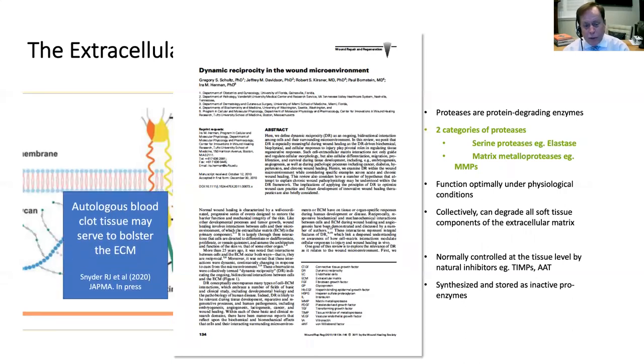So thinking in terms of how to deal with this extracellular matrix, particularly in a chronic wound, autologous blood clot tissue certainly may serve to bolster and even replace the extracellular matrix, thus reestablishing dynamic reciprocity.